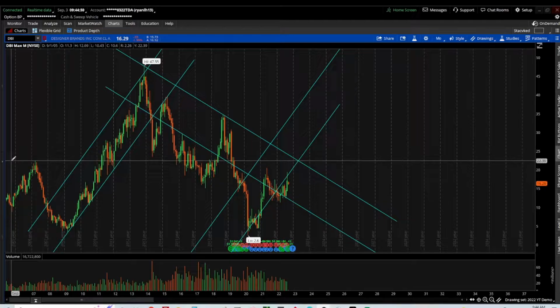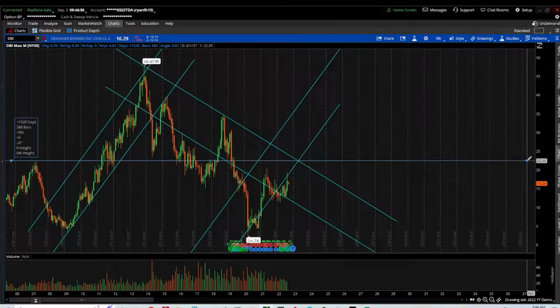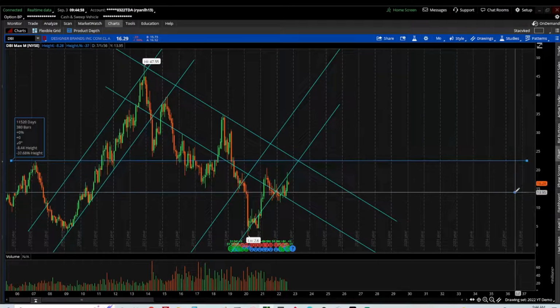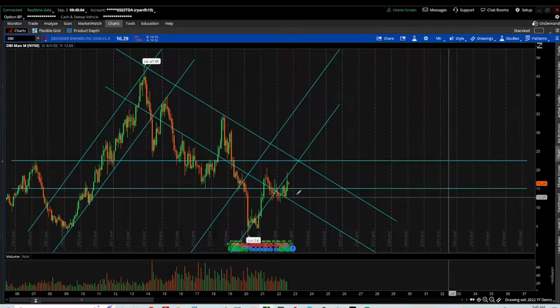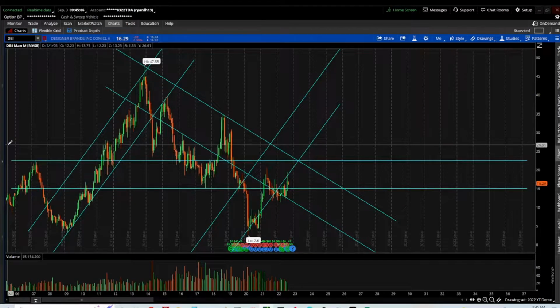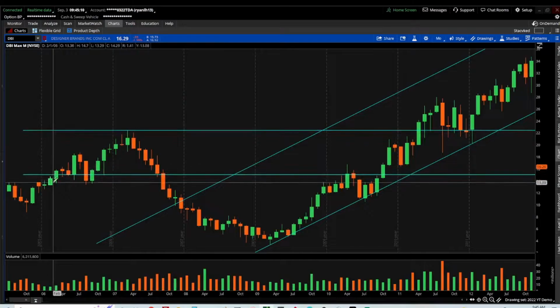I kind of like this high being middle resistance and this as support. I want to incorporate this area as support. So I chose this area because, let's zoom in a little bit, we have it breaking through right here.